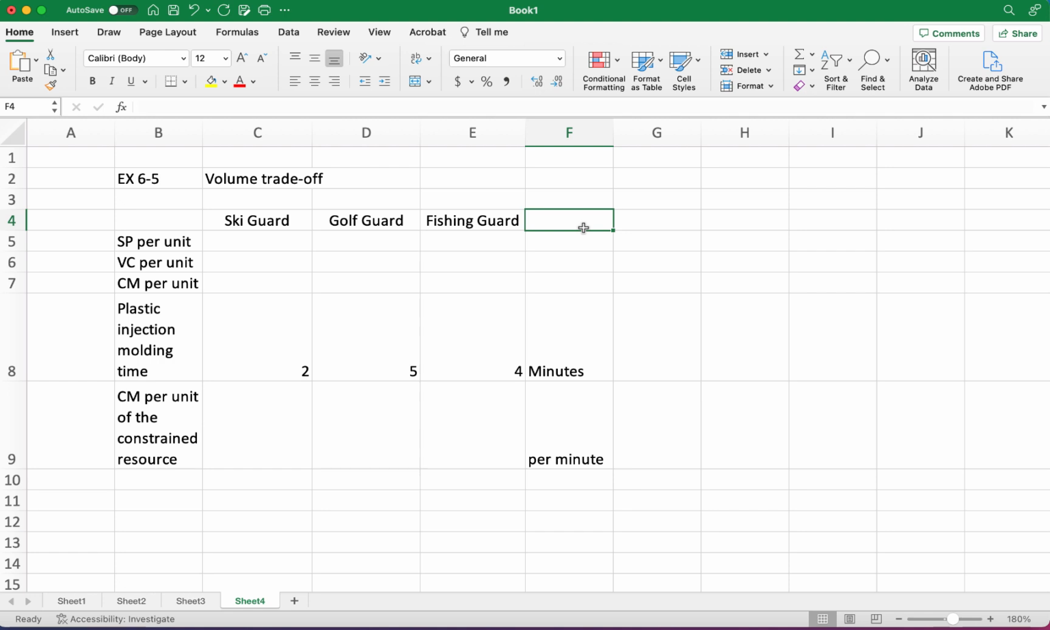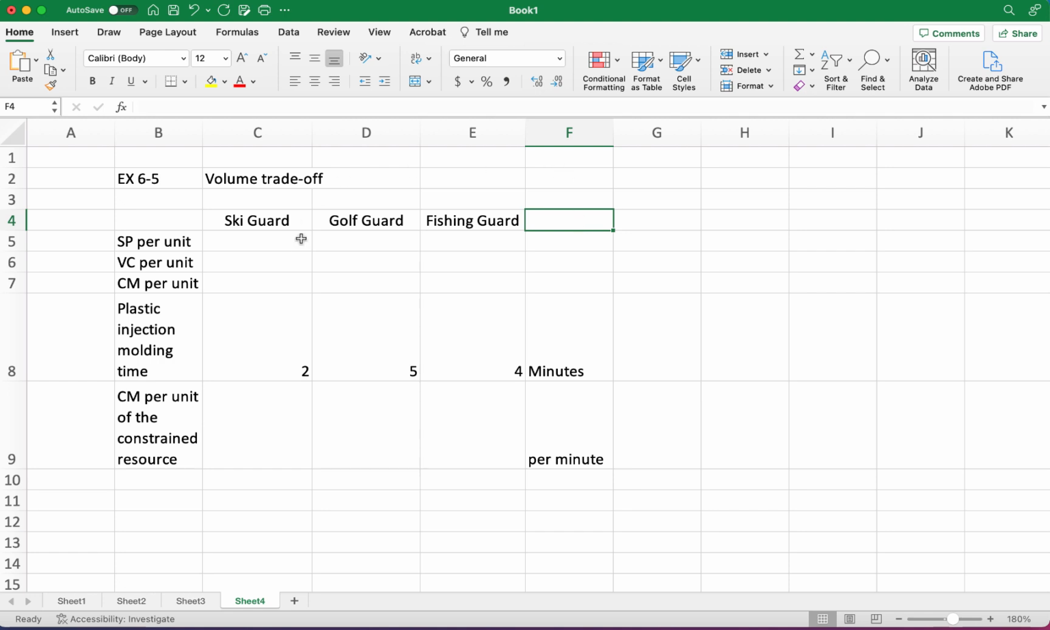We're going to go through each of those products, ski, golf, and fishing guards. We're going to calculate the contribution margin for each unit of a fishing guard, a golf guard, and a ski guard. Then we're going to calculate the contribution margin per unit of the constrained resource, and again, that constrained resource is that plastic injection molding machine.